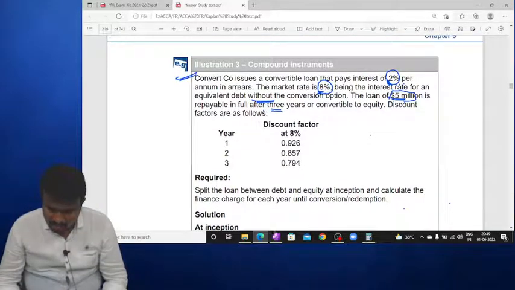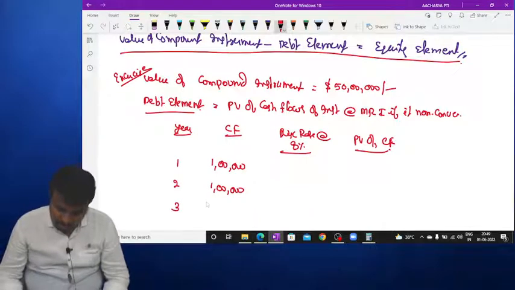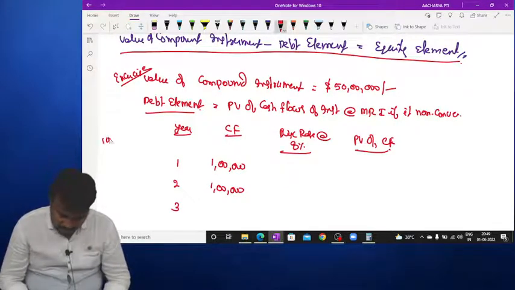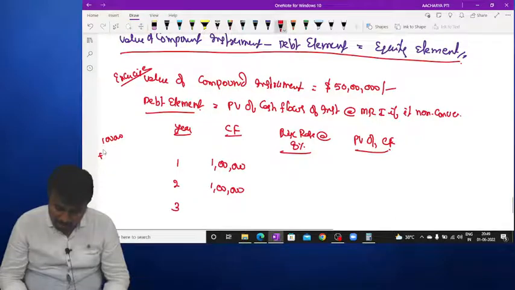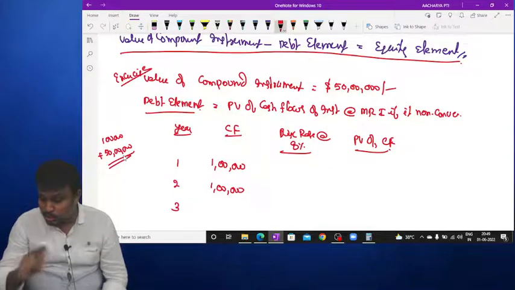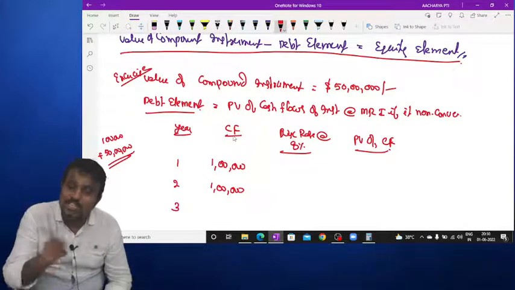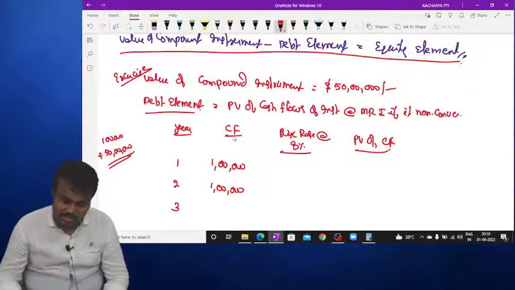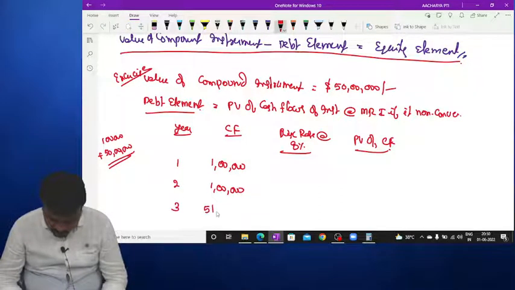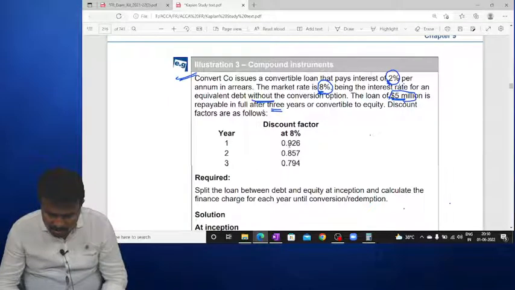Then after 3 years, we have to redeem what? 1 lakh interest at the end of the third year plus the value of the debt. What is the value of debt? 50 lakh. Correct? While calculating the debt element, we assume that the instrument is non-convertible. So we need to pay how much amount? 51 lakh.